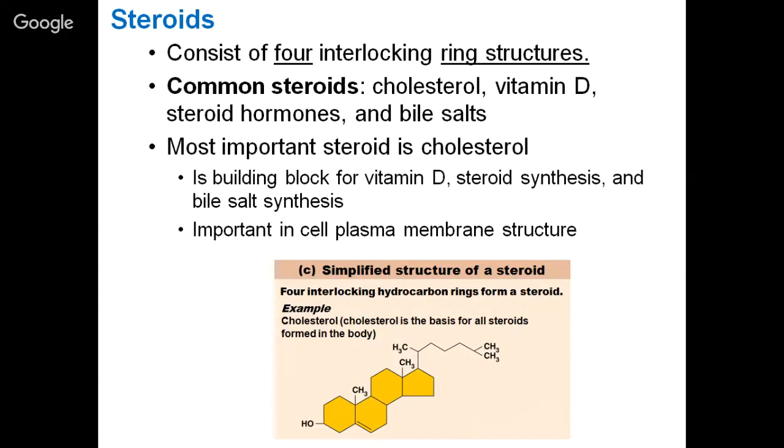The other category under lipids would be the steroids, and steroids consist of 4 interlocking ring structures, as you can see in the figure below. The common steroids would be cholesterol, vitamin D, and some steroid hormones, estrogen, progesterone, testosterone, and also bile salts. The most important steroid is cholesterol. It is a building block for vitamin D, for steroid synthesis, and also for bile salt synthesis. And cholesterol is also an important part of the cell plasma membrane structure.